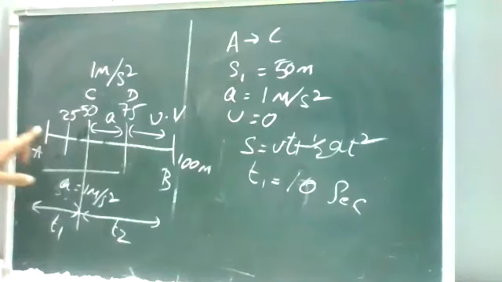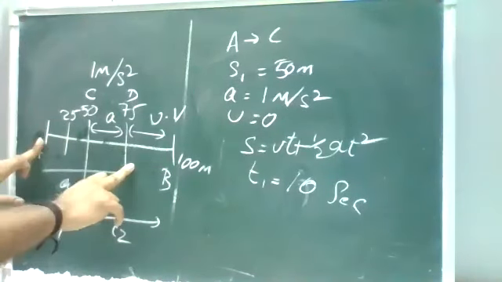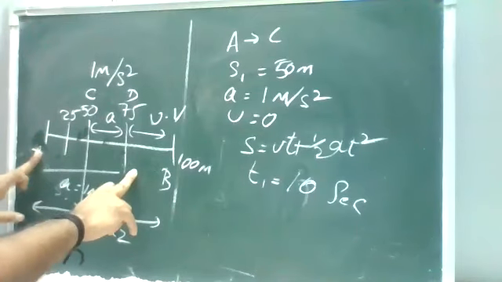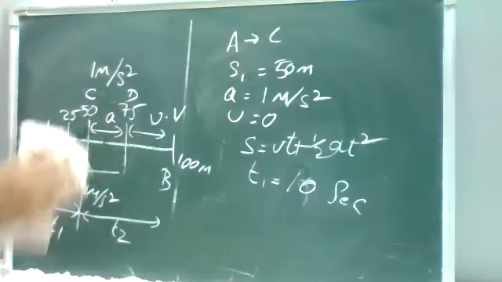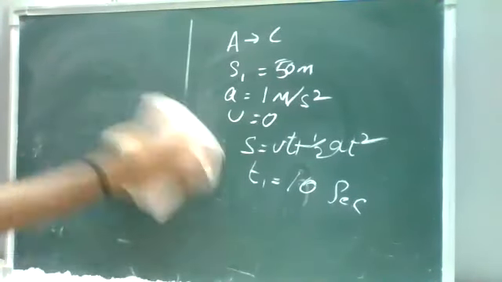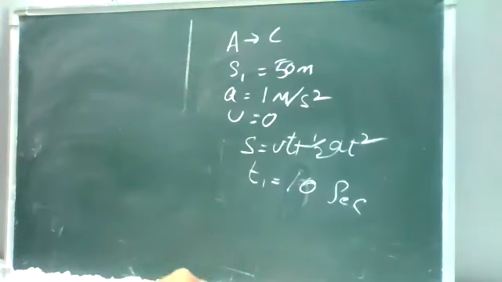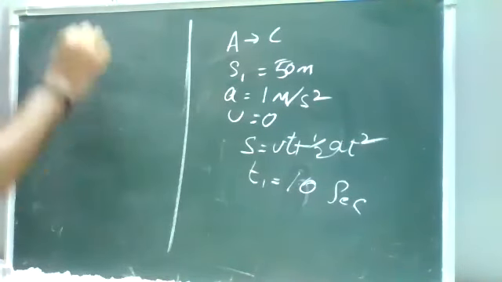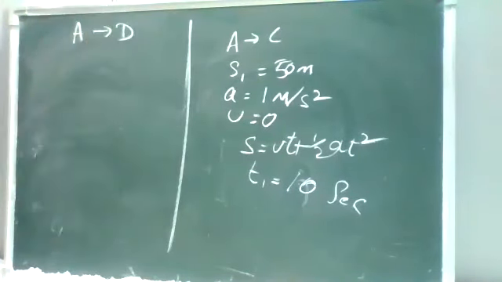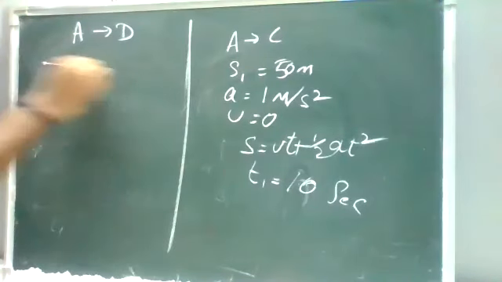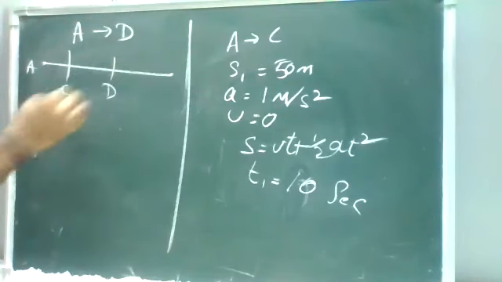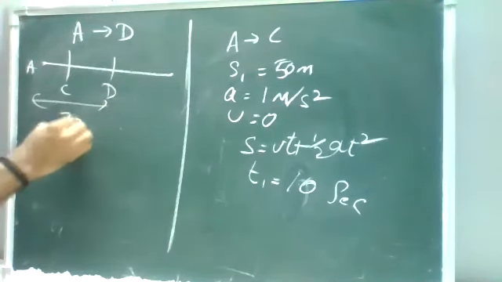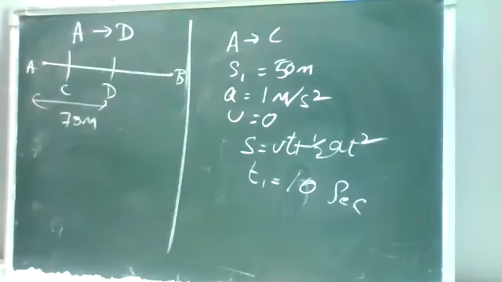Next case, from A point to D point. Now I'm going to find the time period between A point to D point. A point to D point is nothing but the three quarters, and the total displacement is 75 meters. So we are going to find the time period for A to D.